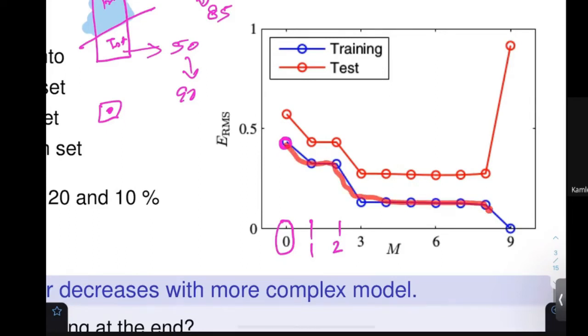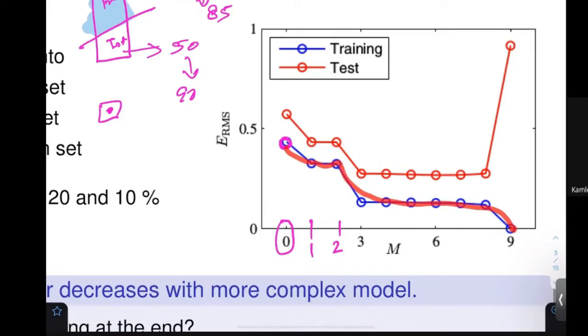When m is equal to 9, meaning the number of training examples and the model complexity are very near, sometimes it may be possible that all the points are actually covered and then the error becomes 0. Now every point is being covered. This curve is clear to everybody.